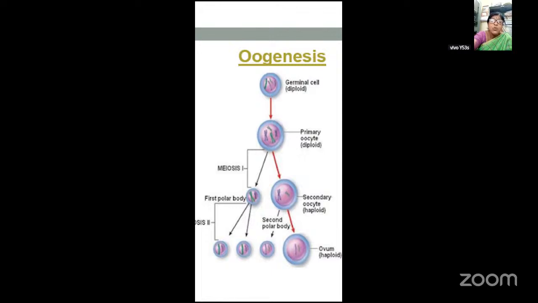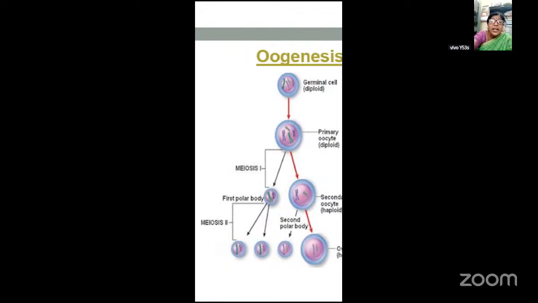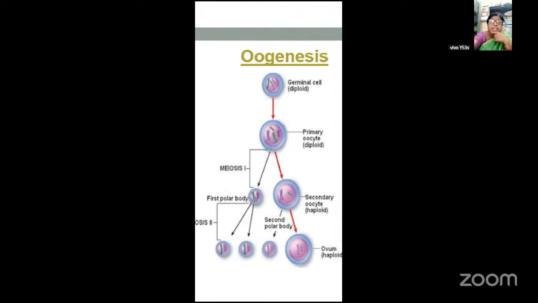You call it as a first polar body. Then this will again undergo what? The second meiotic division. So as we see here, the secondary oocyte, which is haploid in number, again undergoes what? The meiosis 2 division, and it will result in the formation of the ovum, which is haploid, and it will form again a second polar body.